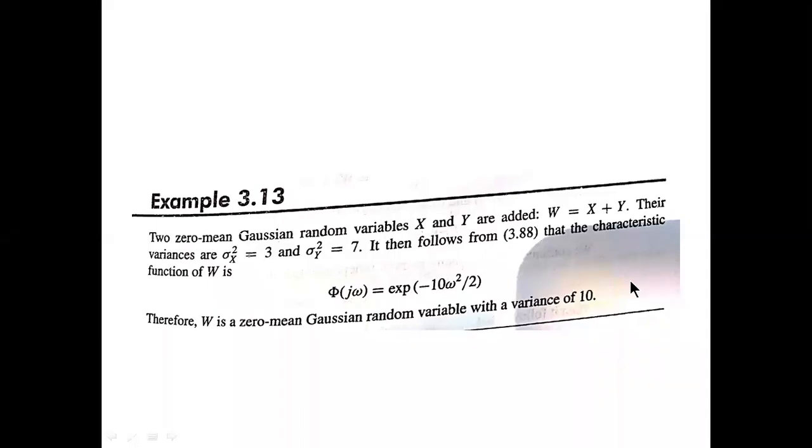Let us take the next example where we have two zero mean Gaussian random variables x and y that are added. That is, w is equal to x plus y, and their variances are sigma x square equal to 3 and sigma y square is equal to 7. It then follows from 3.88 that the characteristic function of w will be this value. That is because we need to just take the characteristic function of the zero mean Gaussian random variable.